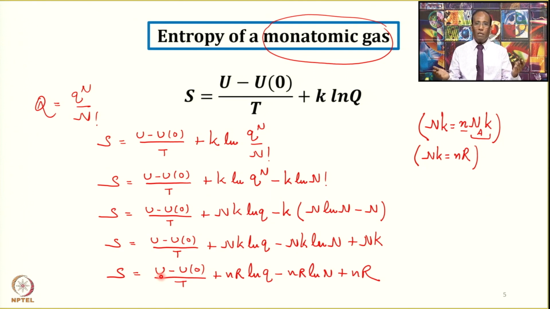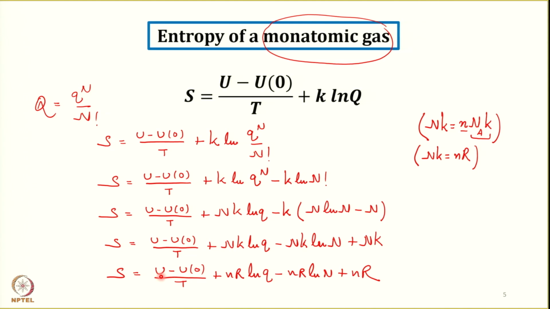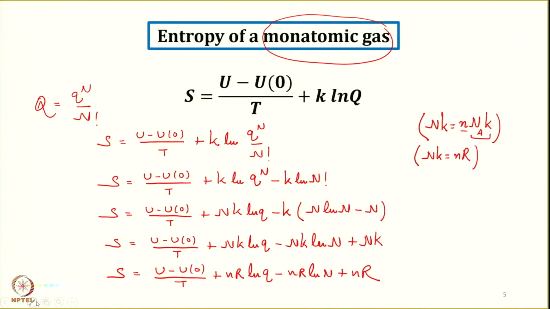Or what I can simply do is, since it is a monatomic perfect gas, use the result of the equipartition theorem. The internal energy of a monatomic gas which is free to move in 3 dimensions, remember that result, was 3/2 nRT. I once again say, we need to find out what we should write in terms of (U minus U0) by T.